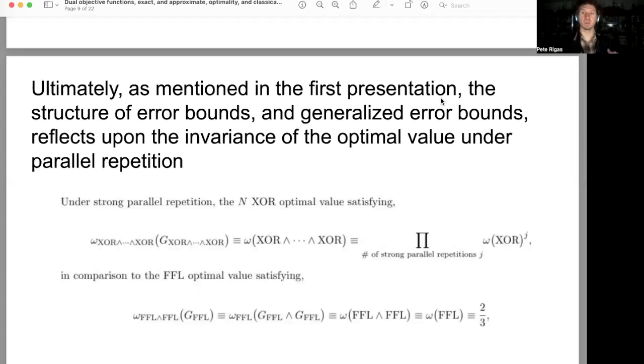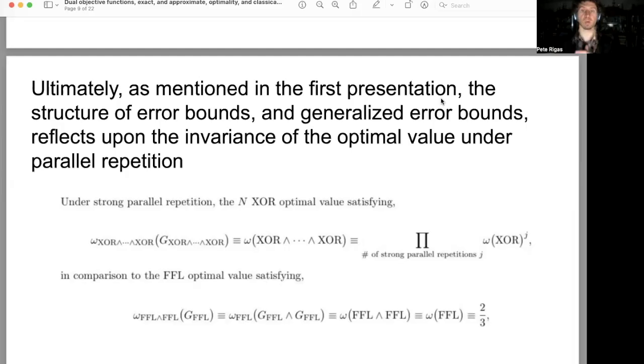or also in comparison to the fact that the FFL game, the strong parallel repetition variant, remains invariant, namely the maximum probability of winning the game before performing strong parallel repetition or after performing it, they're actually equal, both equal to 2/3, which is signaling some type of invariance of the maximum probability and hence the probability of trying to harness some type of advantage of some quantum or classical strategy.